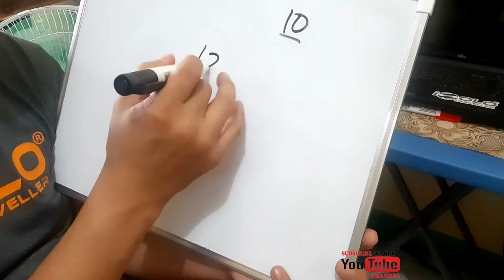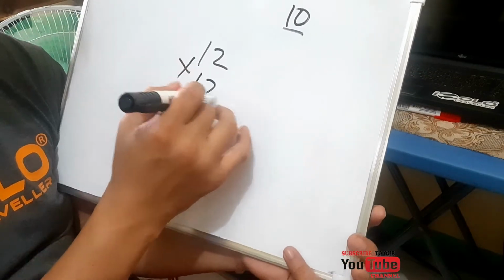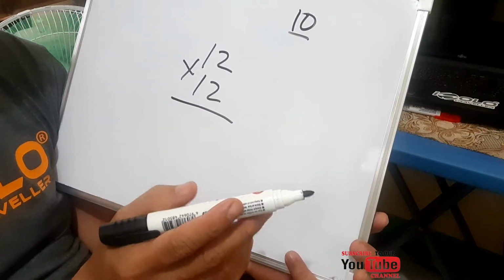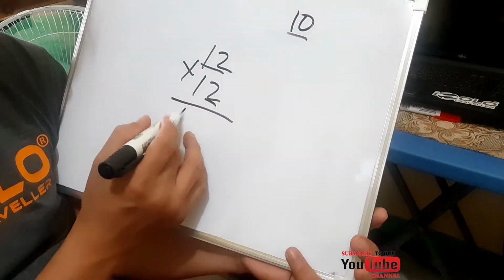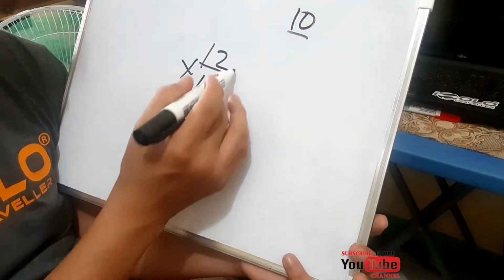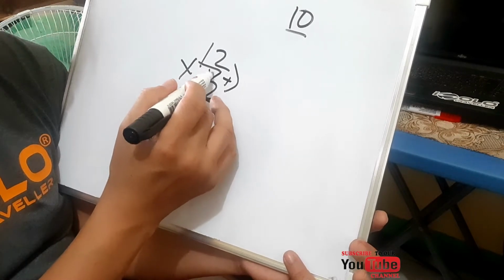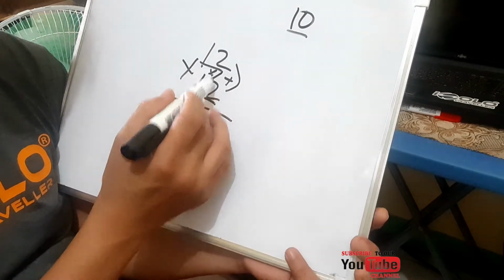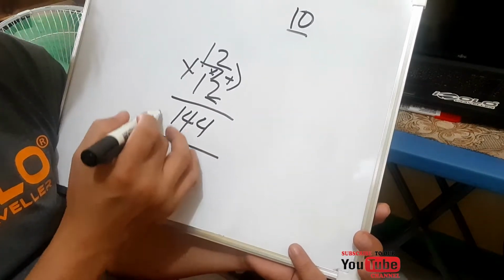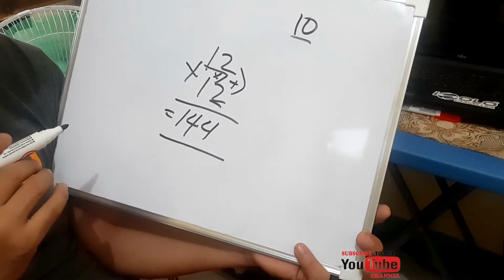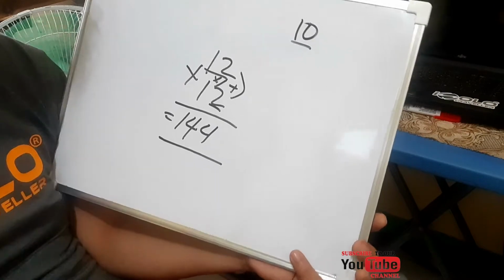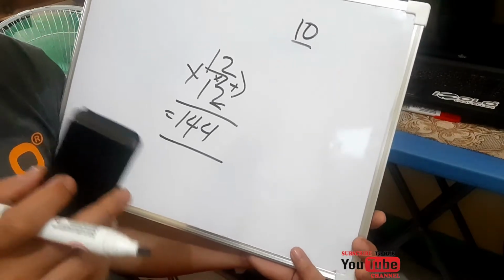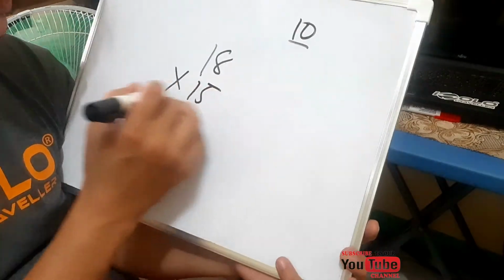12 times 12. 12 plus 2, 14. Right? And you multiply this together. 2 times 2 is 4. That is the beauty of using base method of multiplication, because you can answer this quickly, even mentally.